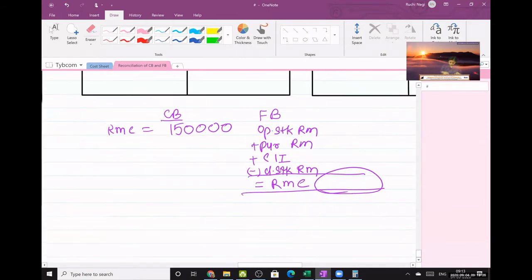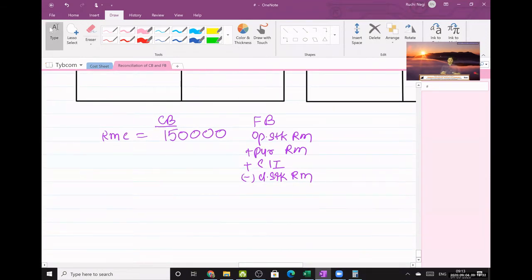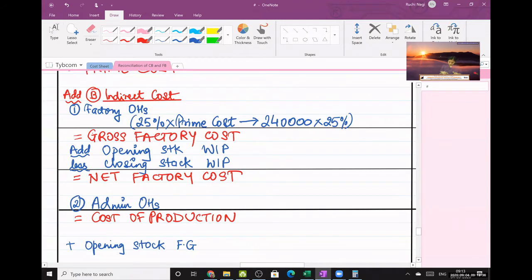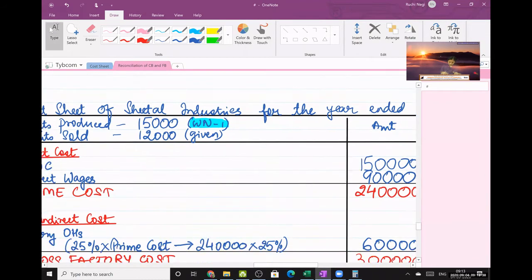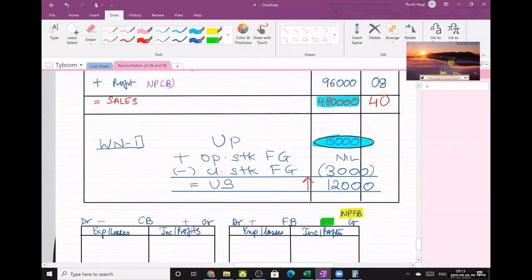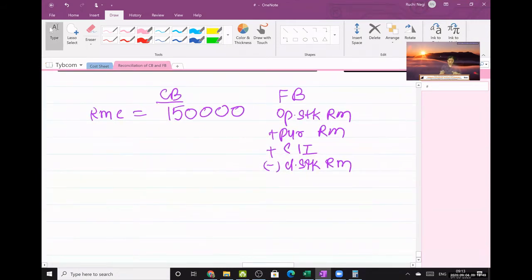So I need to calculate this separately. Write down: in cost books, how much raw material was consumed? 1,50,000, right? See, this is my cost sheet. So see, raw material consumed is how much? As per my cost sheet, it is 1,50,000. So write here 1,50,000.